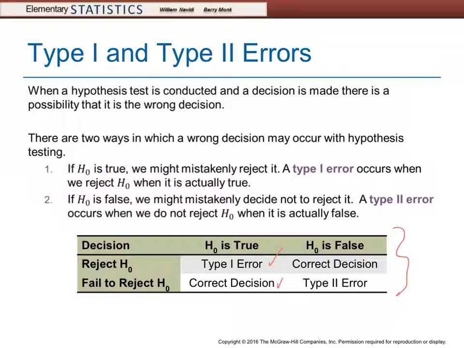If H0 is true and we fail to reject H0, it's a correct decision. If H0 is false and we reject H0, it's a correct decision. If H0 is false and we fail to reject H0, we've committed what's called a type 2 error. In this chapter, we'll be minimizing the type 1 error, but we won't be able to minimize the type 2 error.